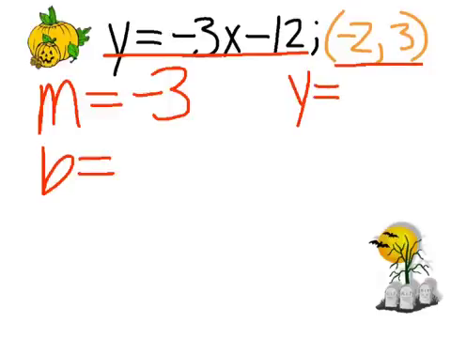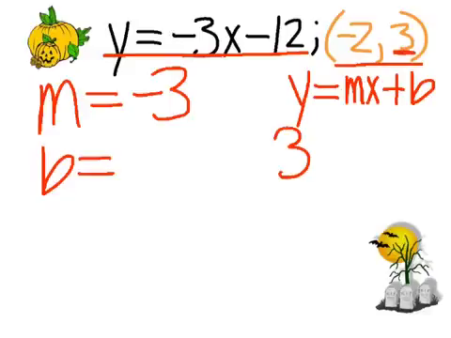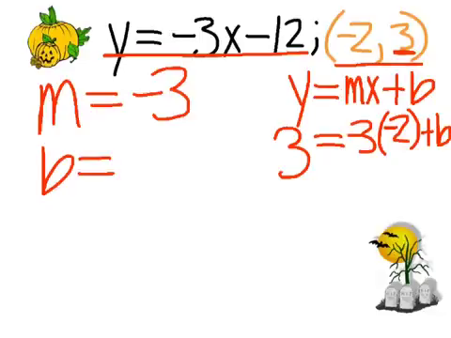Okay, we need to plug our point and our slope into y equals mx plus b. What do we plug in for y? 3. Our y value is 3. What do we plug in for m? -3. What do we plug in for x? -2, thank you. Okay, we're going to solve this for b.